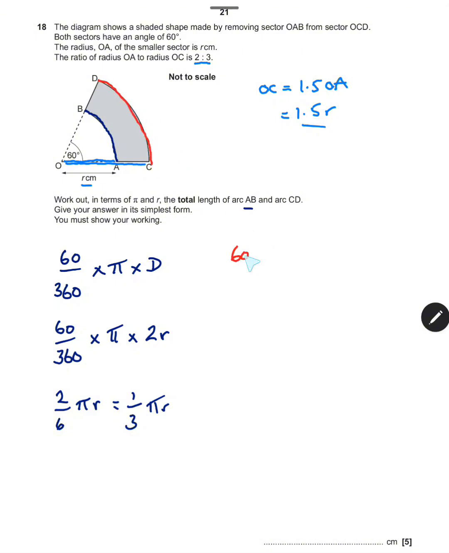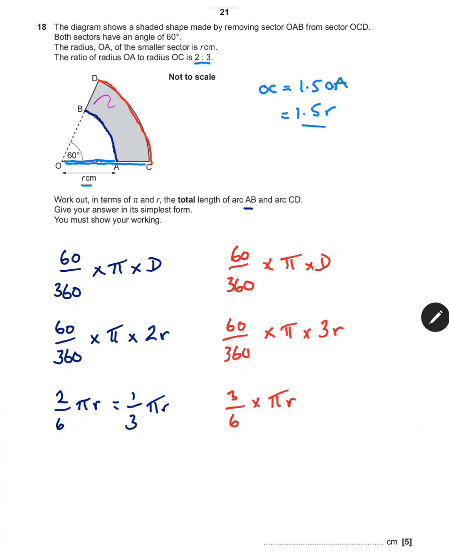We've still got 60/360ths. We're still multiplying by pi and multiplying diameter for arc length. That gives us 60/360ths times pi times, be careful, my diameter is not 1.5r. I need 2 lots of the radius. So multiplied by 3r. The radius is 1.5r. The diameter is 3r. Let's simplify this. Remember, 60/360ths is just 1/6. Multiplied by 3 gives me 3/6. And we've still got multiplied by pi and still got multiplied by r.